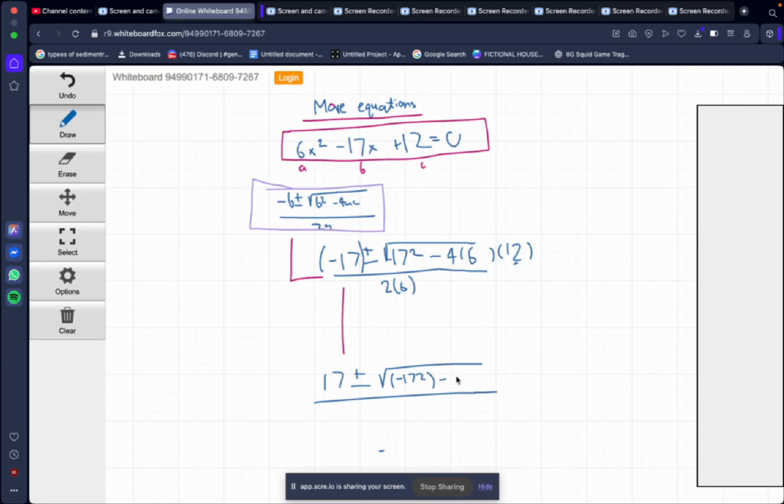Okay, wait, I need to actually work this out. I would use a calculator, but I already have the answers in my book. I did work it out myself before. Divided by 12.